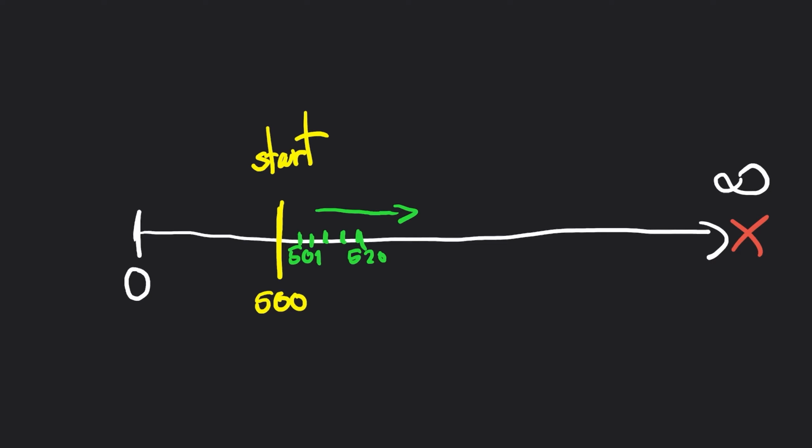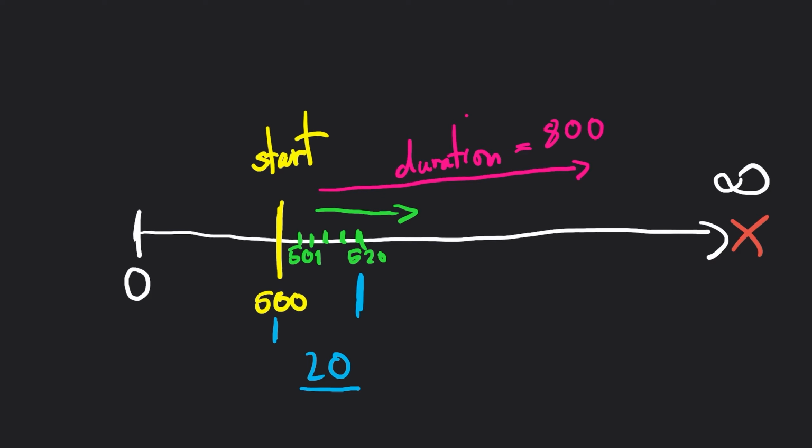With that system alone, we already know the difference between the starting time and the current time. For example, the distance between this 500 and this 520 is 20 milliseconds. That is the amount of time that has passed since we started our timer. This can be even more useful because ultimately all that we really want to do is to have some kind of duration. Let's say in our case the duration could be 800 milliseconds.